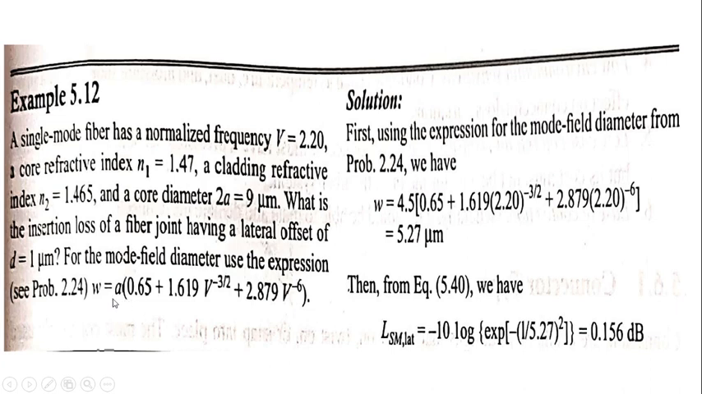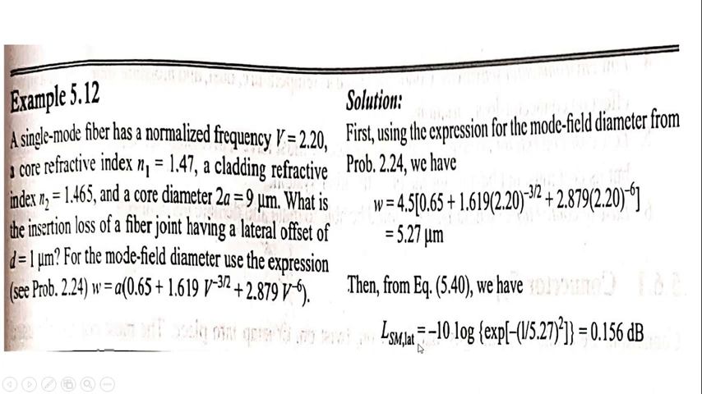Now what are the unknown terms? A and V. A is given in the question, 2A is equal to 9, so A will be 4.5, substitute here. V is already given in the question itself, V is 2.20. You substitute in the w equation, and we are getting w, the mode field radius, is equal to 5.27 micrometer.